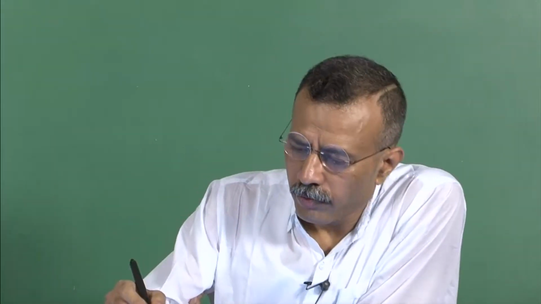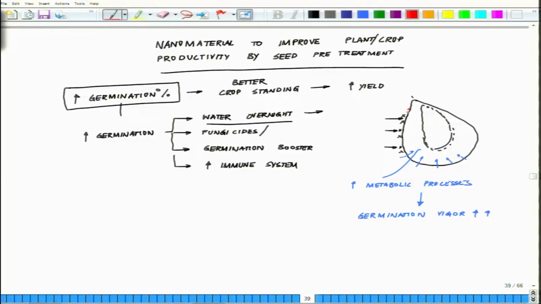Similarly, farmers use some kind of coating, such as a fungicidal coating, or some kind of germination booster, or some kind of immune molecule, which ensures that once the plant gets into the soil.